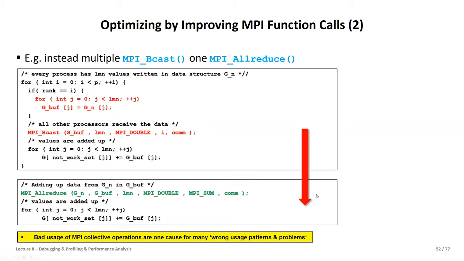And it's basically often a cause here, really, what I have as the yellow block, that people use the collective operations not as they should be, adding lots of loops which are basically not necessary.